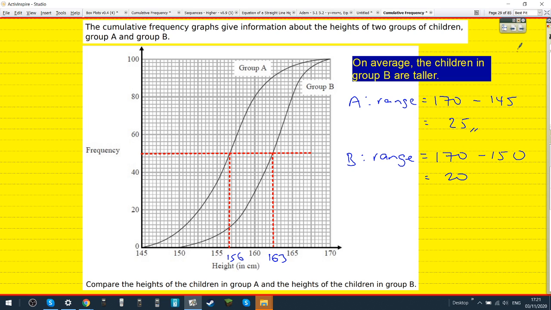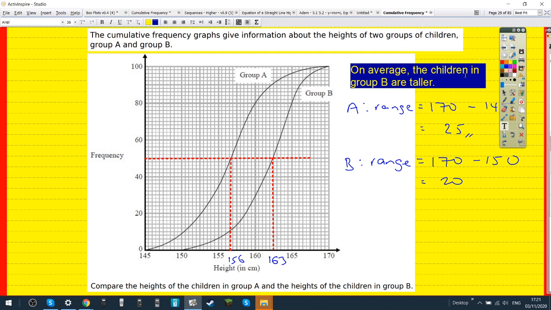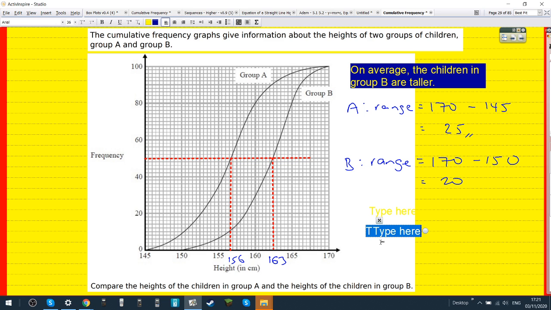So on average, the children in group B are taller. What could you say about how their heights are spread out? How the height is spread out. What do you mean by that? Whose heights are more spread out? The group A. Yeah. The heights of the kids in group A are more spread out.